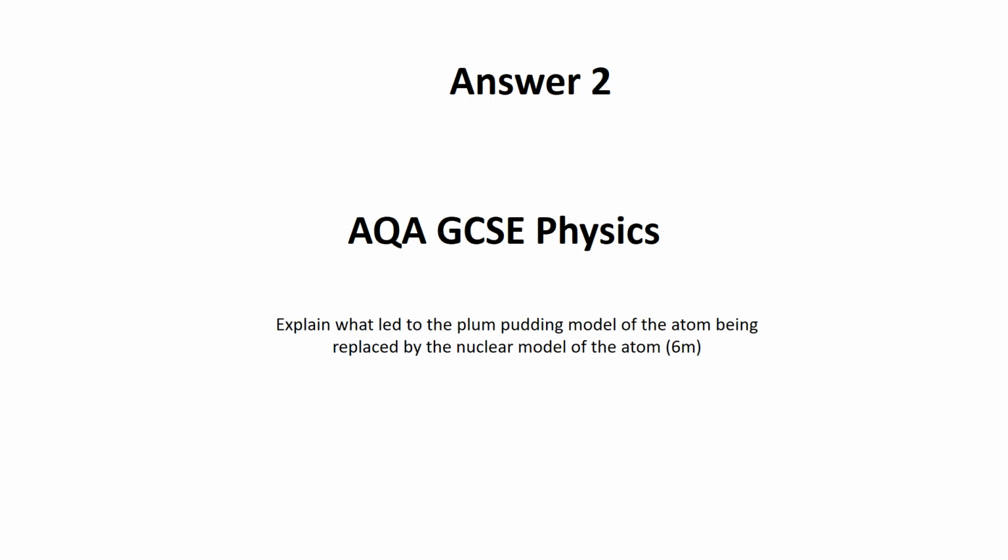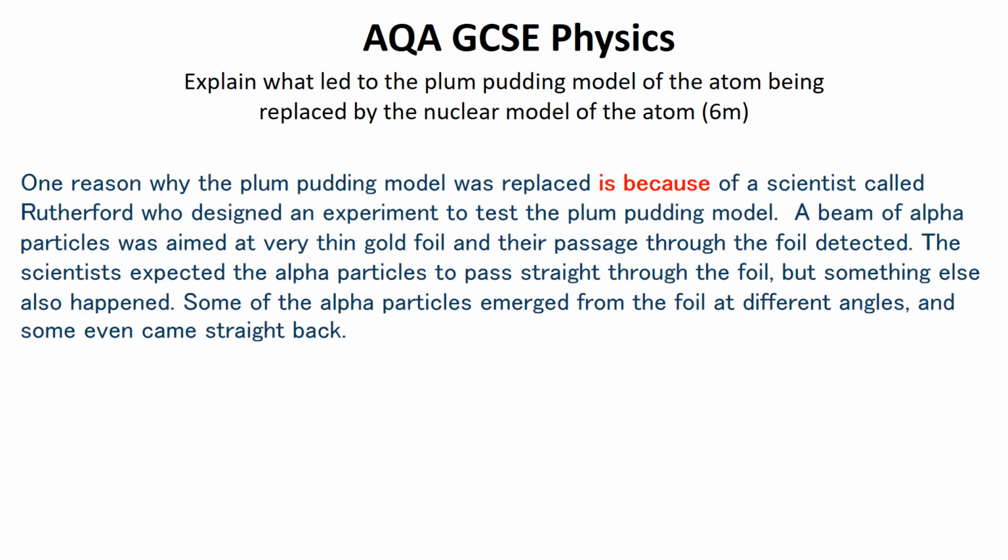The same concept is going to apply here now, but we're talking about physics instead. So explain what led to the plum pudding model of the atom being replaced by the nuclear model of the atom. One reason why the plum pudding model was replaced is because of a scientist called Rutherford, who designed an experiment to test the plum pudding model.